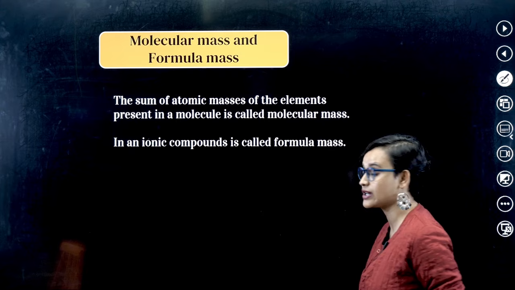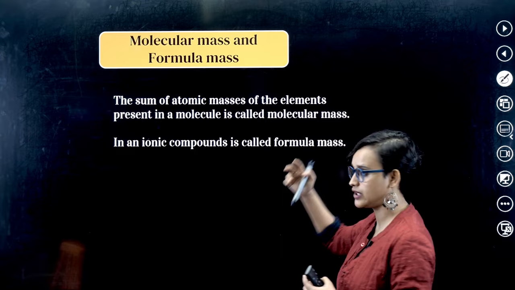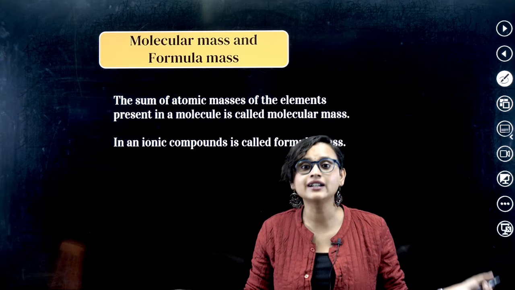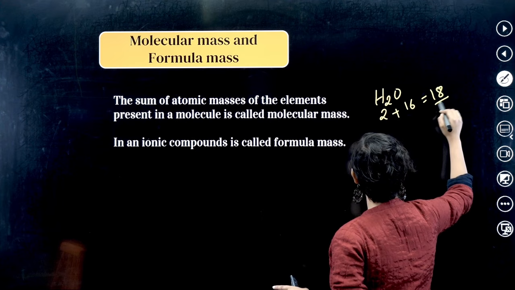Now let's understand what molecular mass and formula mass are. Molecular mass is basically the sum of the atomic masses of all the atoms present in a molecule. For example, in an H2O molecule, 2 hydrogen plus oxygen's mass of 16 gives 18. 18 is the molecular mass.